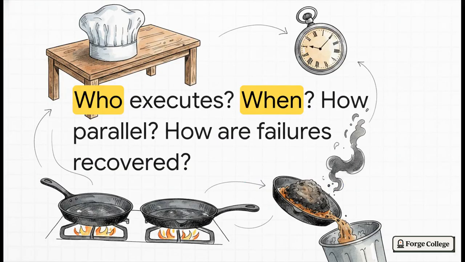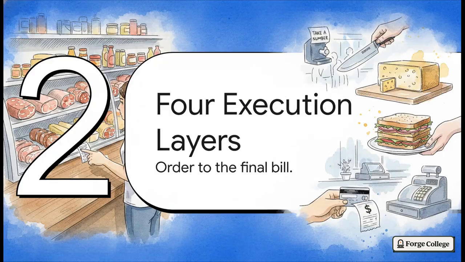To achieve that perfect determinism, every single execution model out there, whether we're talking about Ethereum, Solana, or any other chain, has to answer the exact same operational questions. Who's doing the executing? When does it happen? How parallel can the work actually be? And crucially, what happens when someone burns the meal? How are failures recovered? The really fascinating thing is that the EVM and the SVM answer these questions in radically different ways.